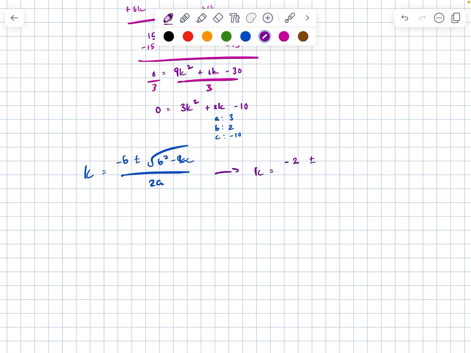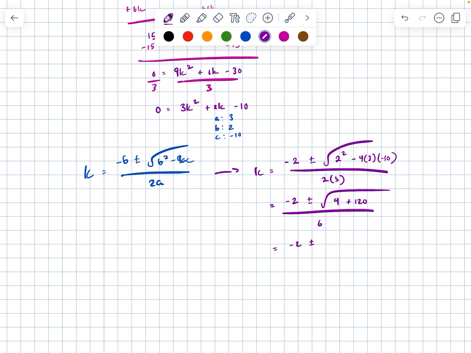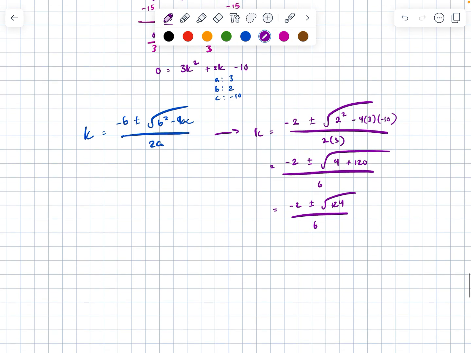I've got negative 2 plus or minus the square root of 2 squared minus 4 times 3 times negative 10, all over 2 times 3. Well, negative 2 over there can stay as it is. Plus or minus the square root of 2 squared is 4. Negative 4 times 3 is negative 12. Negative 12 times negative 10 is positive 120. And 2 times 3 is equal to 6. From here, I can simplify inside of my square root. This is negative 2 plus or minus the square root of 124 over 6.